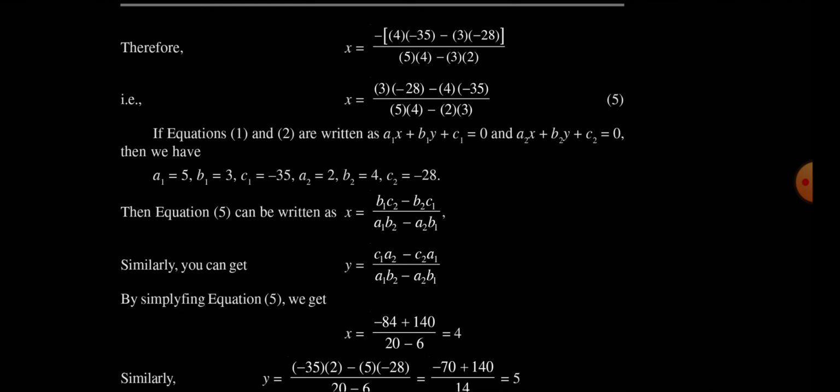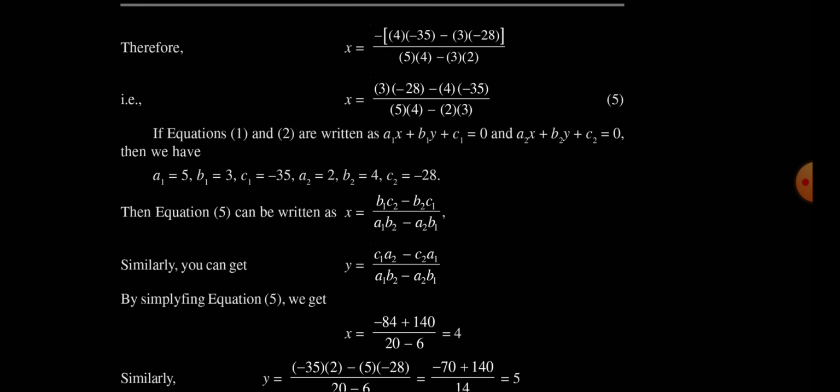Then we have a1 is equal to 5, b1 is equal to 3, c1 is equal to minus 35, a2 is equal to 2, b2 is equal to 4, c2 is equal to minus 28. Then equation 5 can be written as x is equal to b1 c2 minus b2 c1 upon a1 b2 minus a2 b1. Similarly, you can get y is equal to c1 a2 minus c2 a1 upon a1 b2 minus a2 b1.